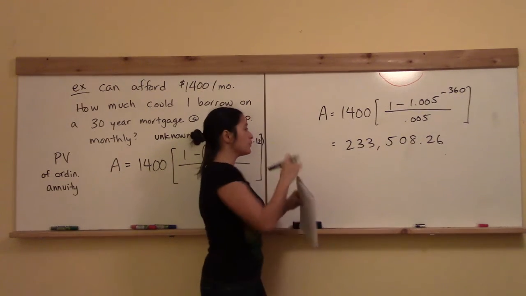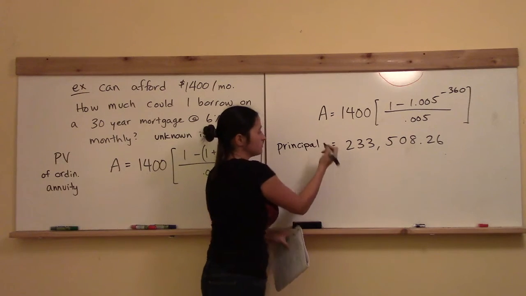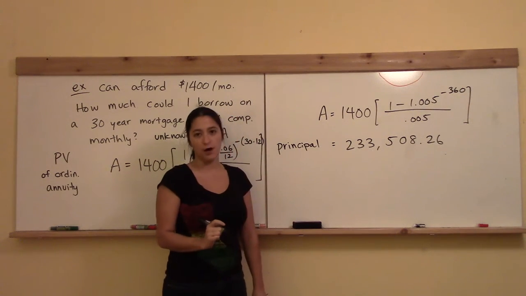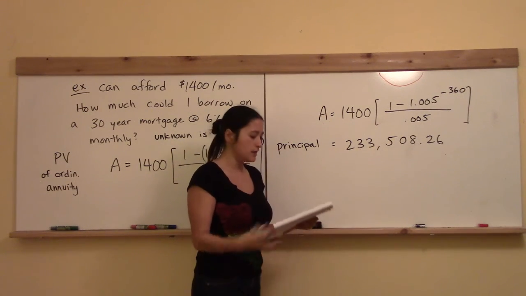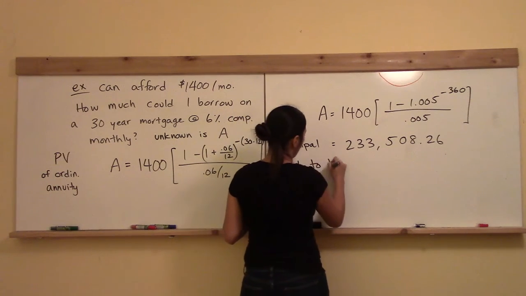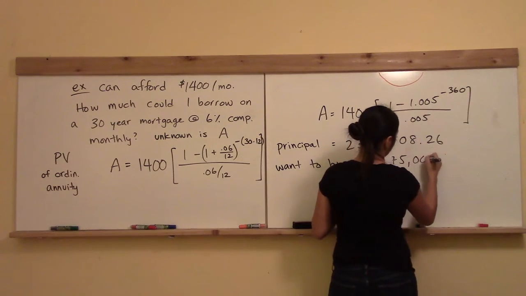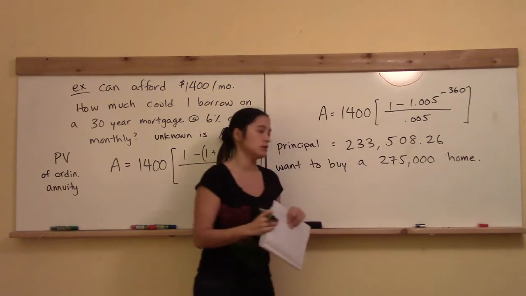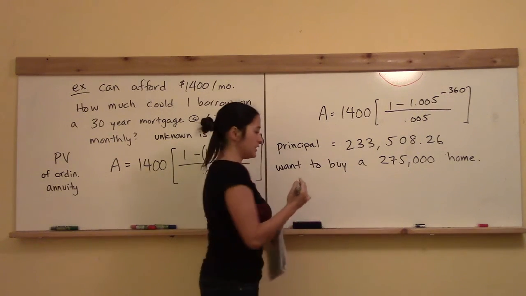So that is the principal. It is often referred to in the guise of a loan as the principal instead of the present value, and that's how much I could borrow. Okay? So let's say I went around shopping for a house, and I want to buy a $275,000 home. Okay, and I can only afford to borrow $233,000. So the question is, how much money do I need for the down payment?